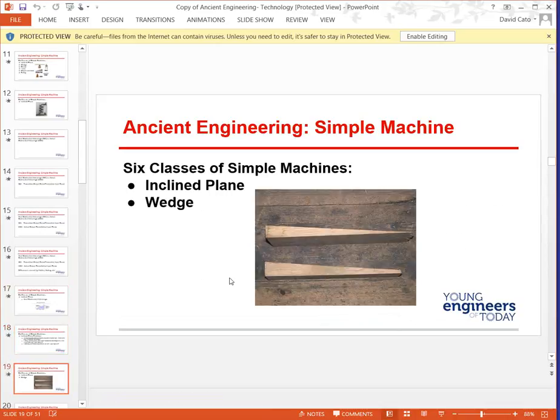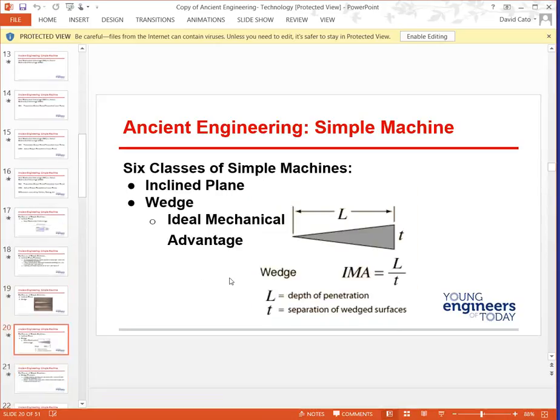So the wedge, slightly different. It's very similar to the inclined plane, but it has a different use, and the mechanical advantage is to separate something heavy, to lift or split something. You know what a wedge is. But the important numbers are the length of the wedge, which is just a little bit different from our other definition, and the thickness of the wedge.